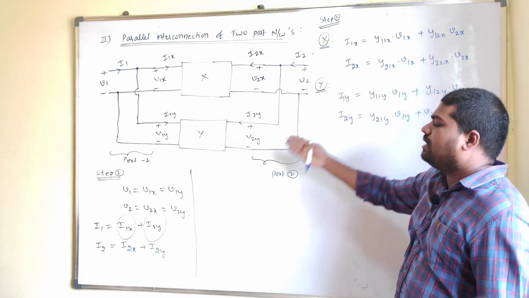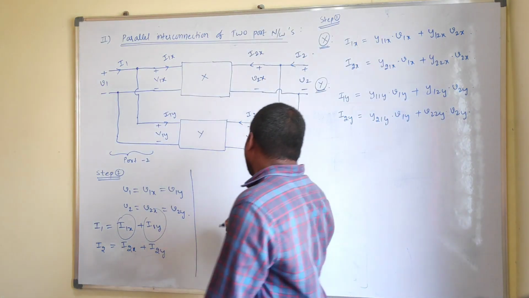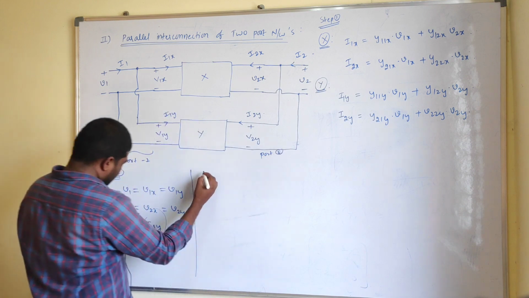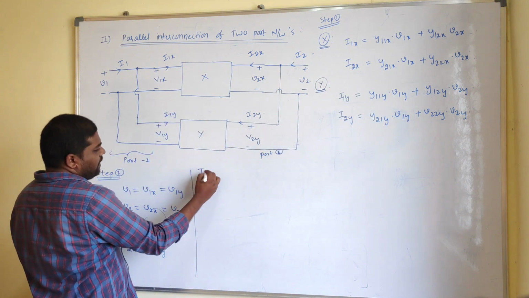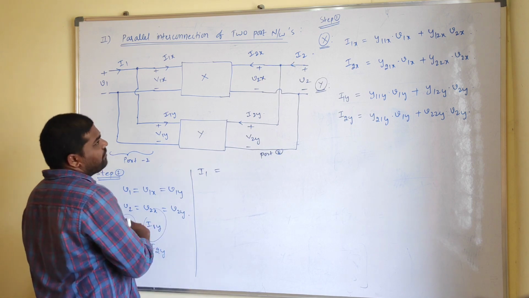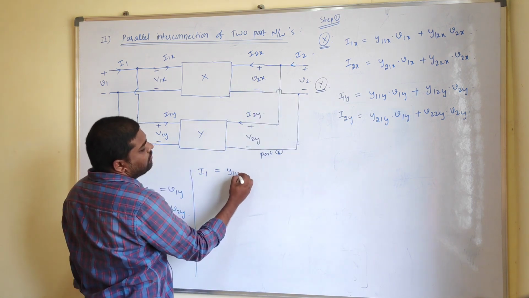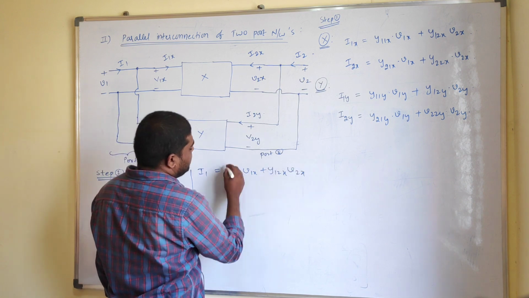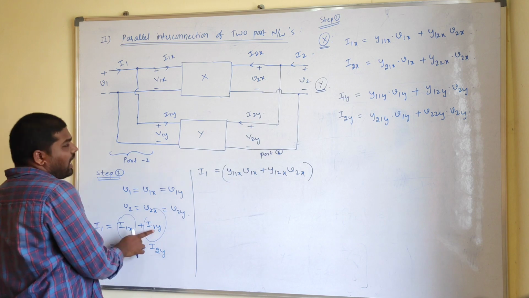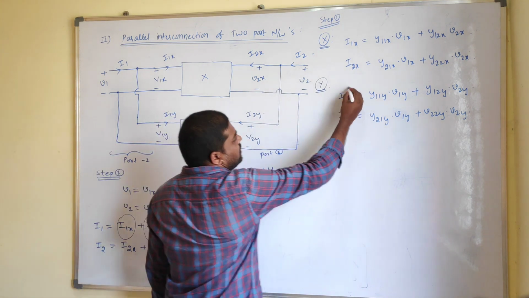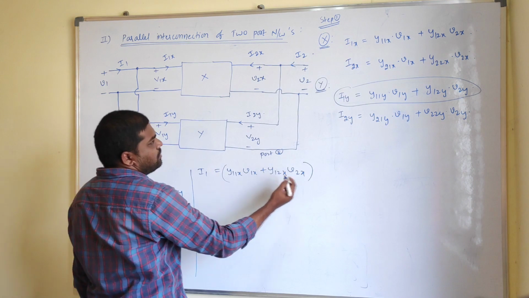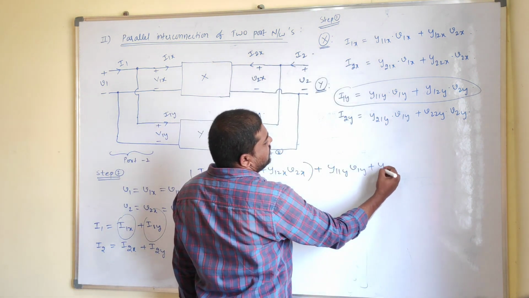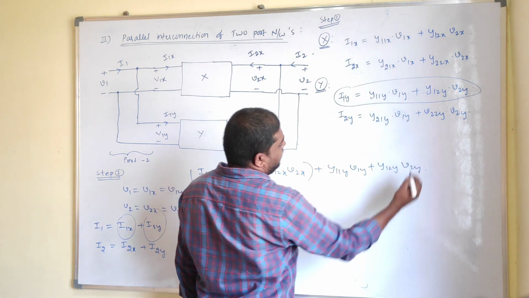So we substitute these values here. I1 equals the I1x value, which is Y11x V1x plus Y12x V2x. Next, I1y equals what? This one, so we can substitute it here. Now you will get Y11y V1y plus Y12y V2y.